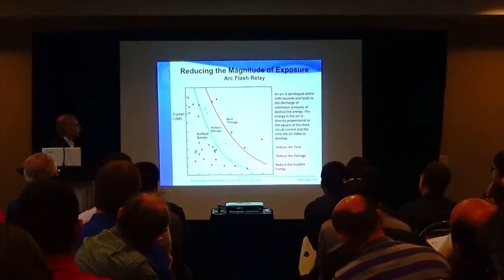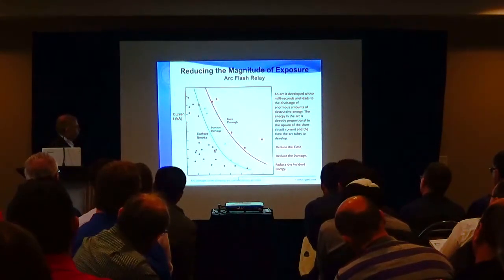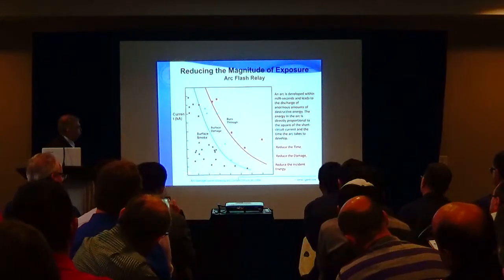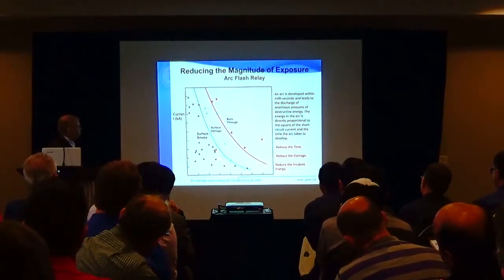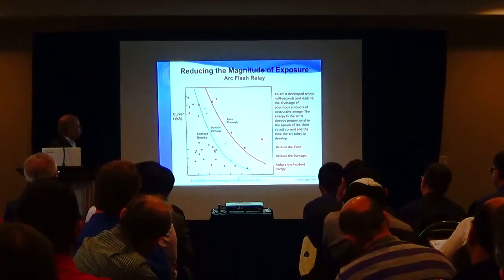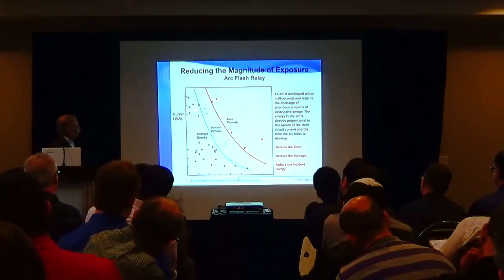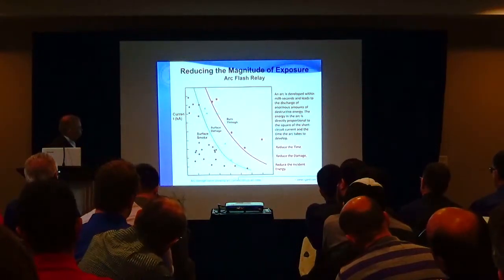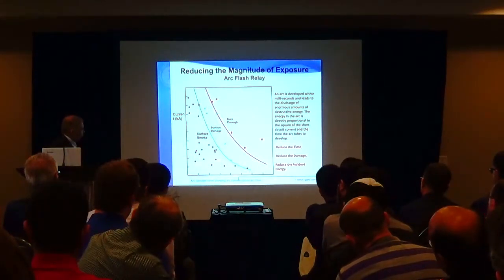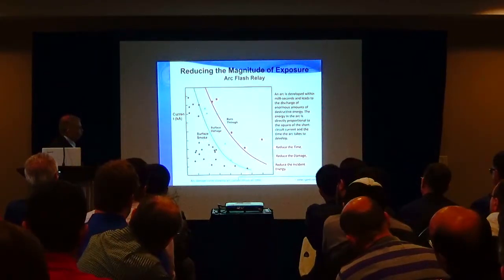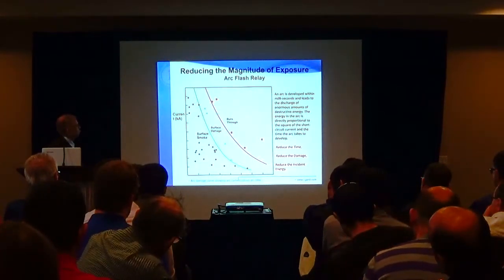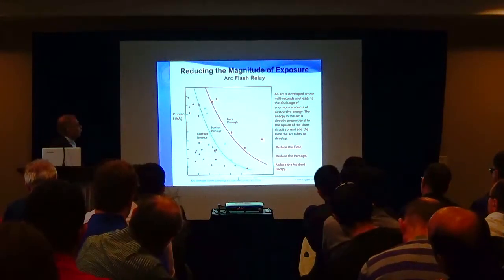So to really have an understanding of how the damage is expressed, I took a look at the fault current on the vertical axis and the time delay on the bottom axis and plotted these test points based on what was the damage. It's clear that there is a linear relationship of time with damage. If the time is longer, my damage is more, unless my current is lower. So if my current is lower, I can take a little bit longer and not suffer as much damage. So reducing the time will reduce the damage and reduces the incident energy exposure. So I really need to focus on time of operation with these arc flash relays.